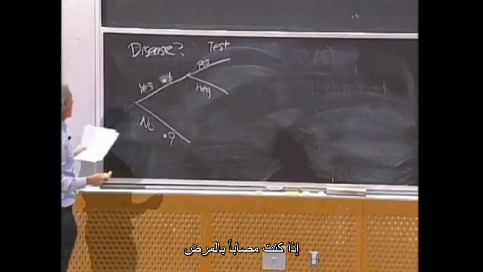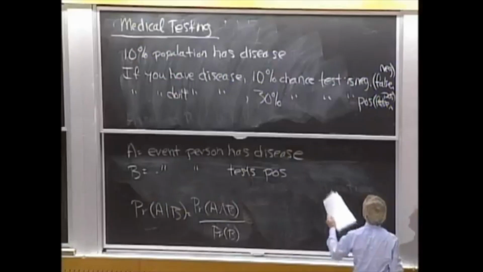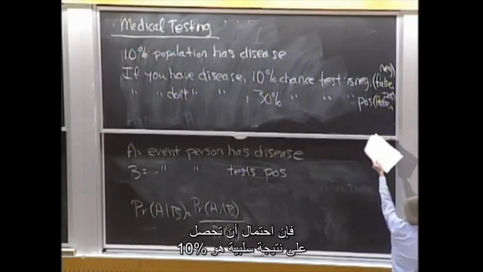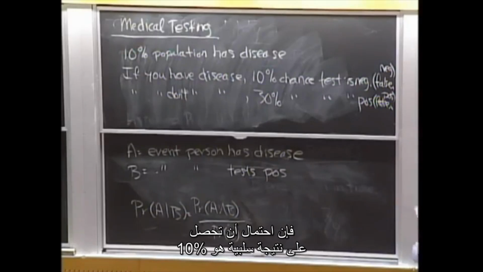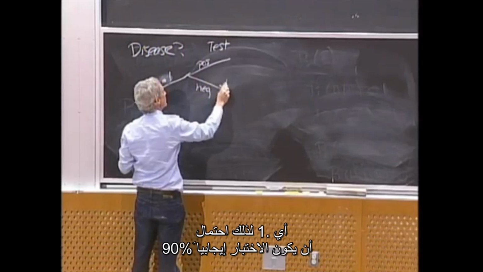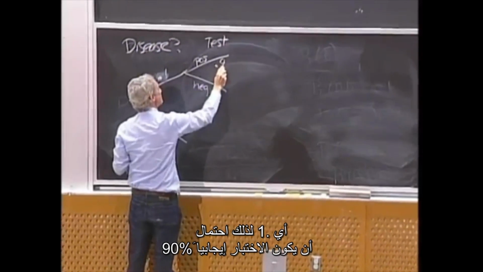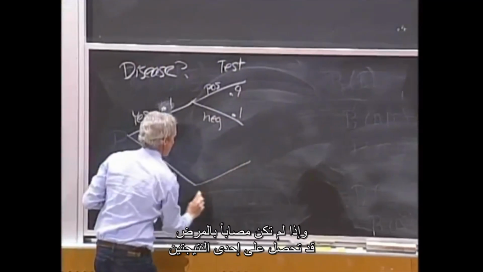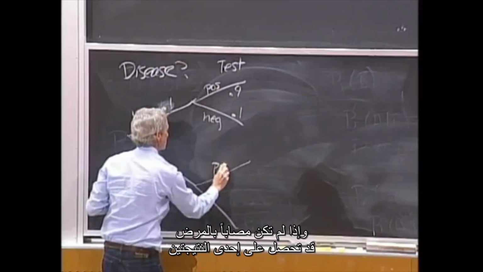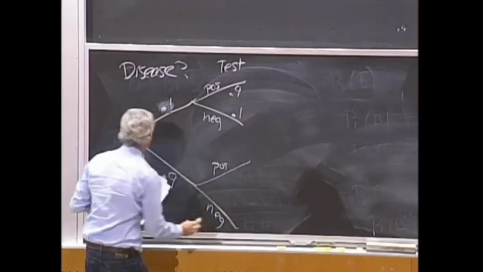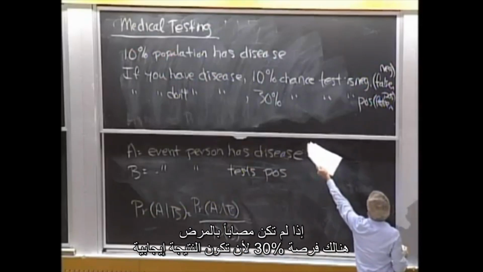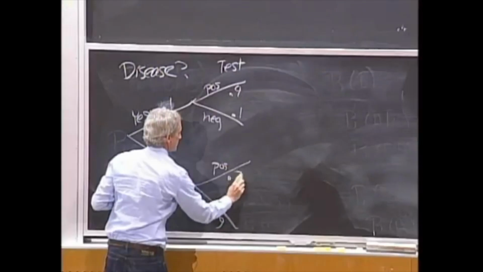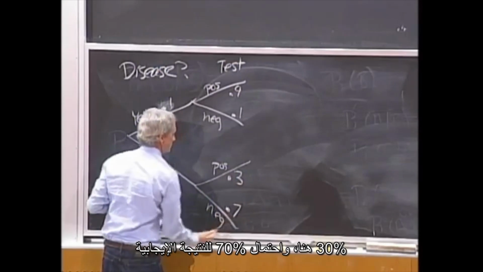Now, if you have the disease, the chance you test negative is 10%, 0.1. Therefore, there's a 90% chance you test positive. Now, if you don't have the disease, you could test either way. If you don't have the disease, there's a 30% chance you test positive, 30 here, and a 70% chance you're negative.